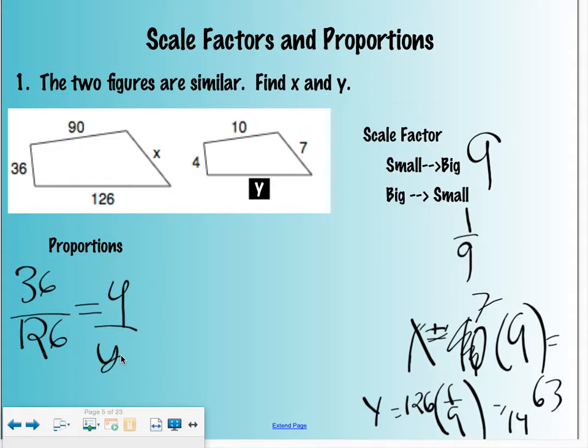And you can do other proportions too. So for y, I could do, what? You can tell me another one for y. Lauren? 36 over 4 equals 126 over y.